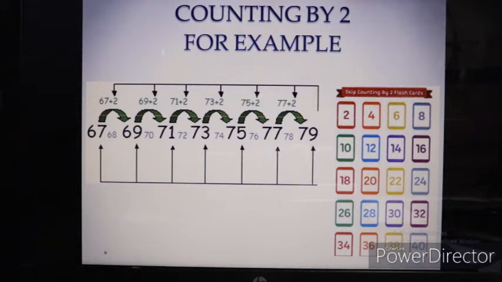Here are more examples of counting by 2. Look for patterns. Patterns help with skip counting. Can you see a pattern? All the numbers are even numbers. Children, do you know what even numbers are? Even numbers are those numbers which can be divided by 2.